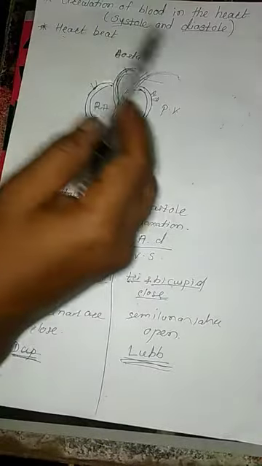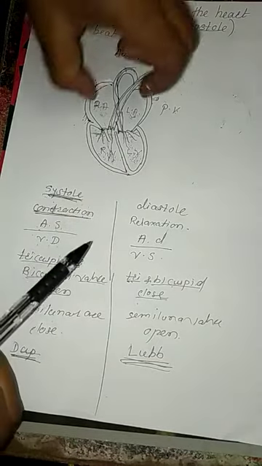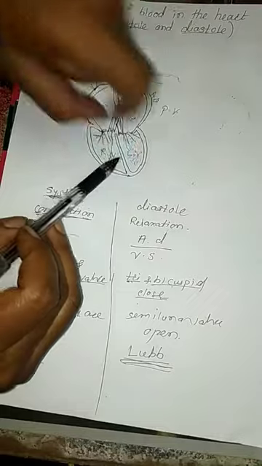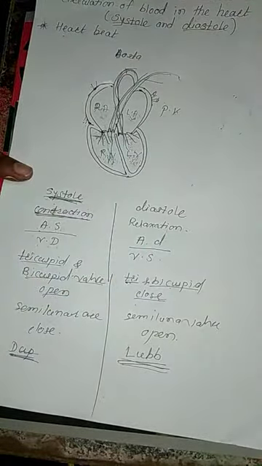Understood, student? That is how the blood circulates in our body: when the auricles contract, the blood is transferred to the ventricles. When the ventricles contract, the blood is transferred to the lungs and to body parts.